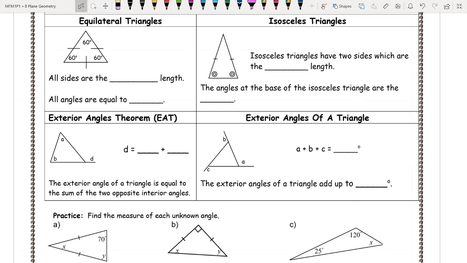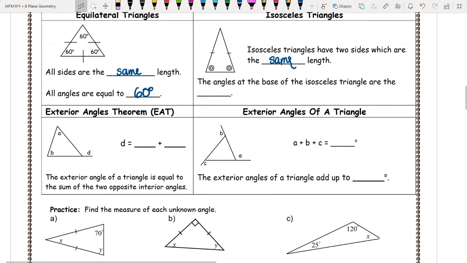Coming back to the handout, we'll now look at equilateral triangles. We have learned that with equilateral triangles, all sides are the same length. And what this also means is that all angles within the triangle are going to be equal to 60 degrees. With an isosceles triangle, we've learned that there are going to be two sides which are the same length. And what that means for us is that the angles at the base of the isosceles triangle are going to be the same.